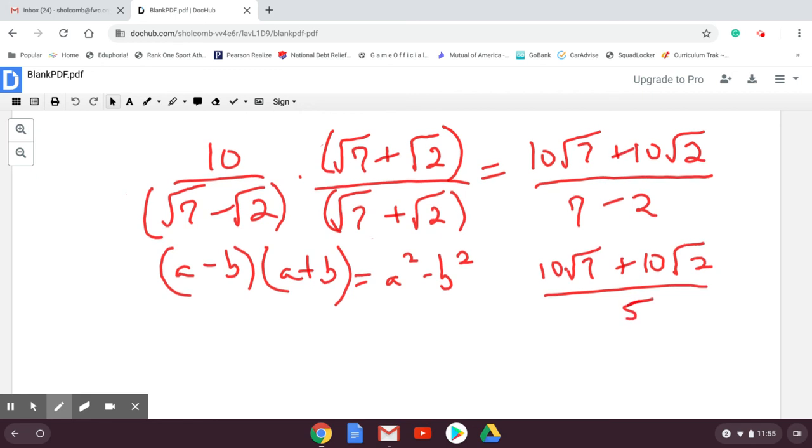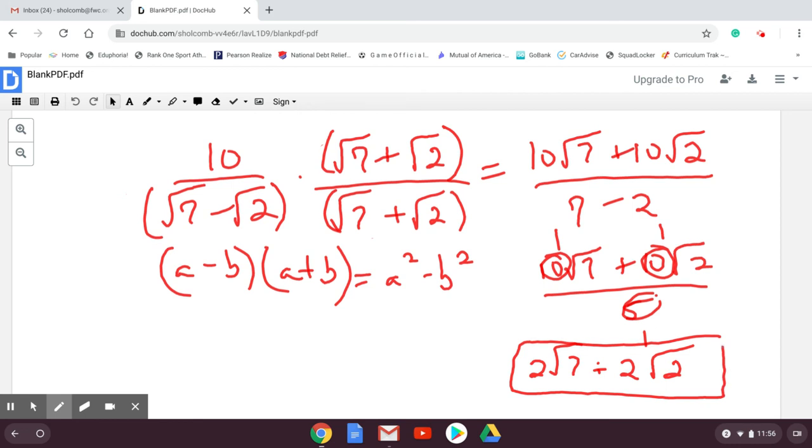You would think that's our final answer, but here's where it does get even more difficult. Guys, look at this 10, and this 10, and this 5. Are all three of those regular numbers divisible by 5? Yes. So we have to finish simplifying. All three of them have to be divisible by the same number, and then we're going to reduce by 5. So 2 radical 7 plus 2 radical 2, and that is a fully simplified problem where we started with that.